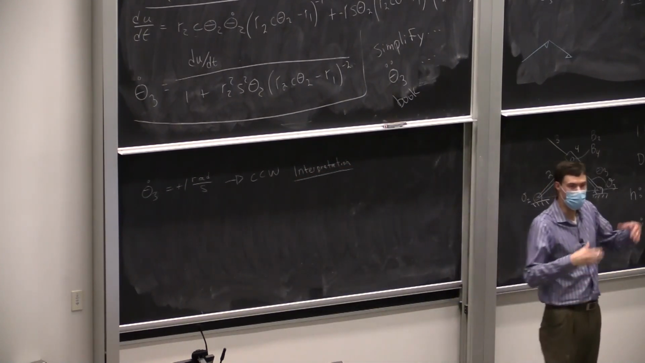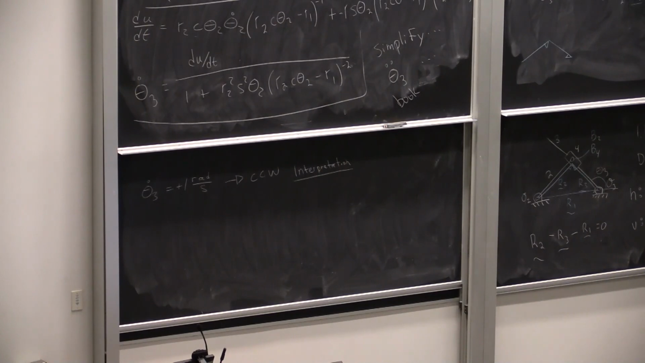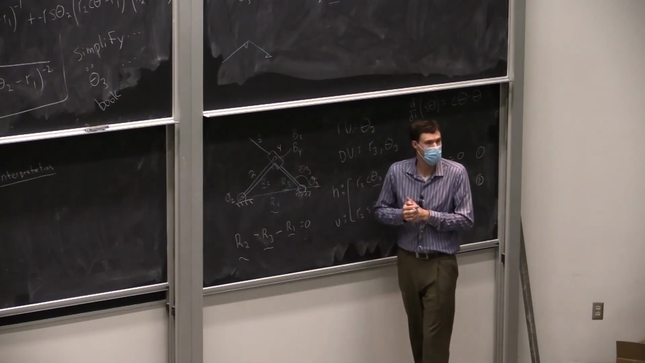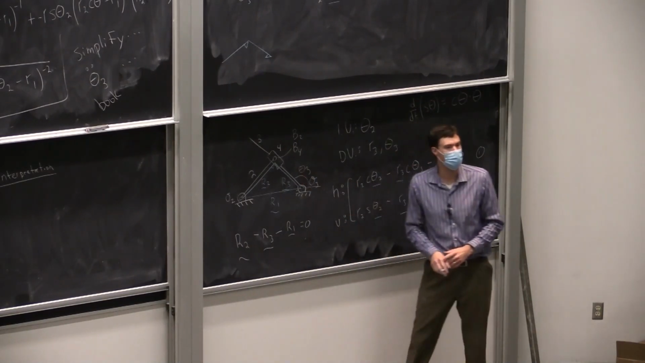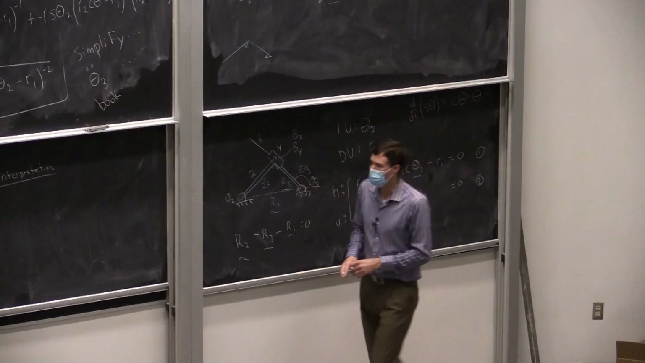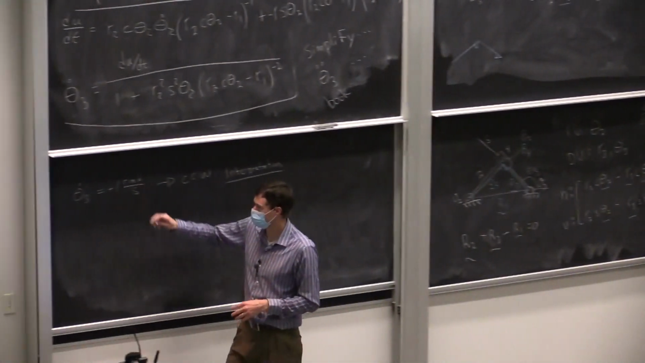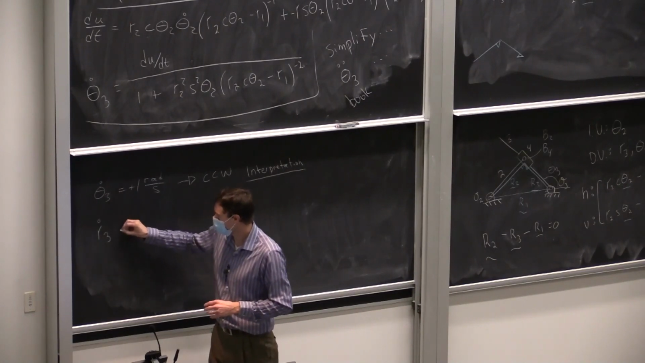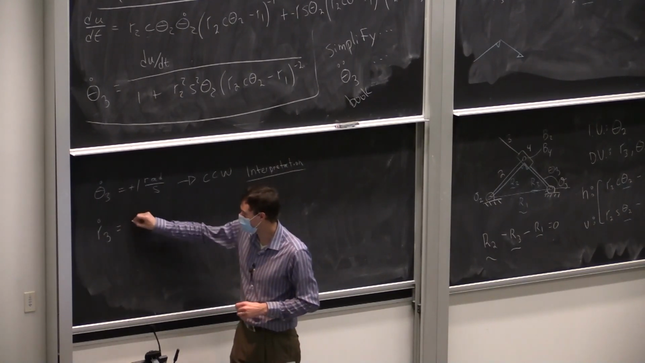Okay, and if you're giving an answer to someone, giving an answer to me, you need to give an interpretation. Like positive means counterclockwise. It all depends on how you define your angles. Theta dots, rotation rates, are usually pretty straightforward. R dots are much more difficult.